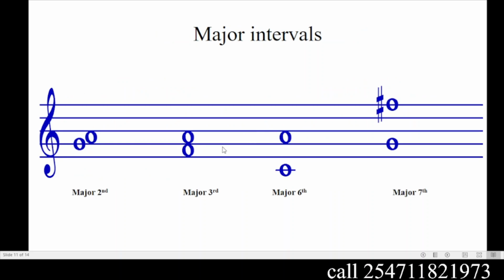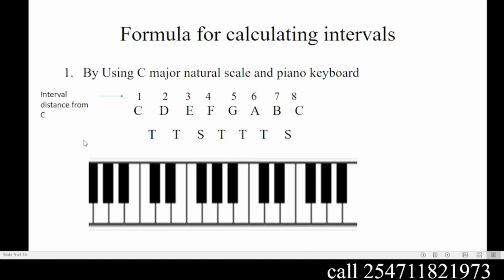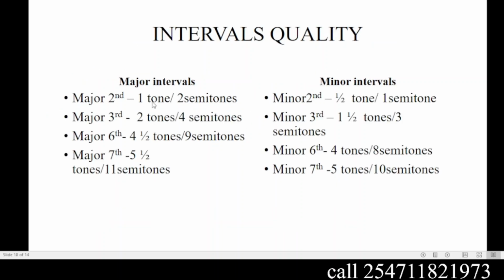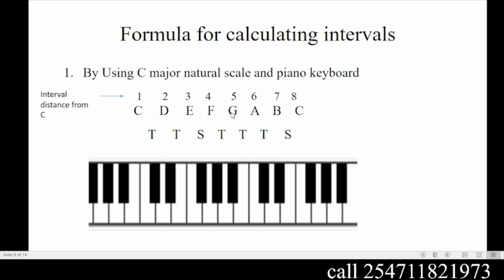Now, these are examples of major intervals. On the staff, on the treble clef, here is G to A. This is a major second, and I will prove to you why. G to A, a major second, has to have how many tones? A major second is supposed to have 1 tone or 2 semitones, and G to A has 1 tone, so that is a major second.